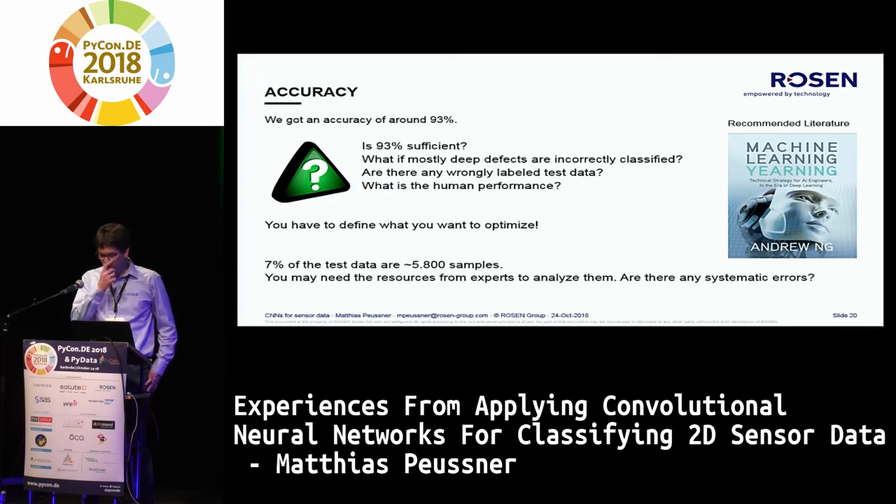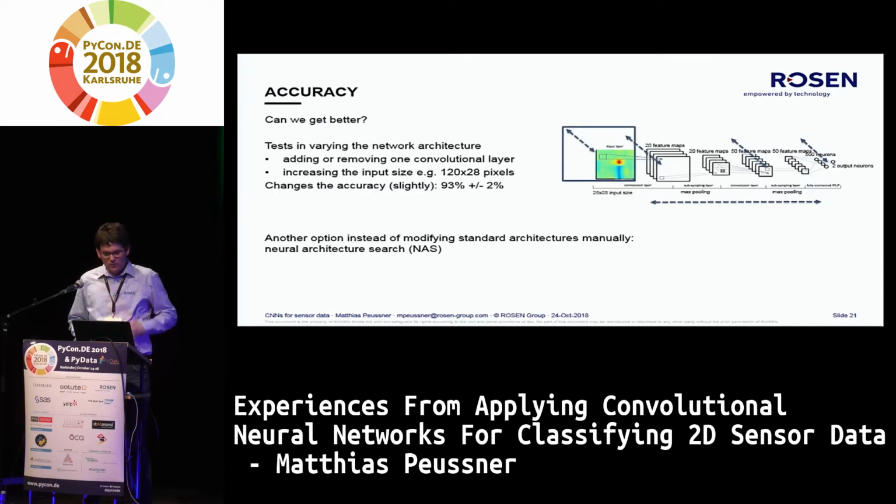I can also recommend a literature, maybe you already know it, from Andrew Ng, Machine Learning Yearning. I didn't have it around at that time. It's currently in a draft version, but there is a lot of information regarding how to design your test and your training data. So at that time, I thought about 93%, maybe can we get better?